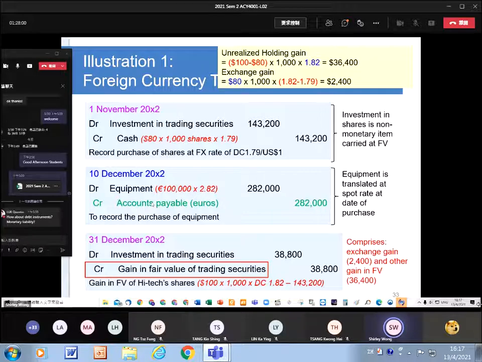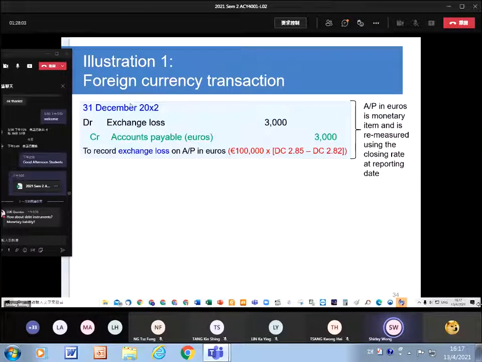So how to do that? At year-end day, let's have a look. You need to calculate the amount. Originally, I owe you 100,000 euro, and then the euro has increased in rate from 2.82 to 2.85. Therefore, we need to pay more to settle this 100,000 euro. Finally, you will suffer a loss. When you suffer a loss, it goes directly into the income statement. Finally, you will debit exchange loss and then credit accounts payable. So this is to record the exchange loss for 31st of December.